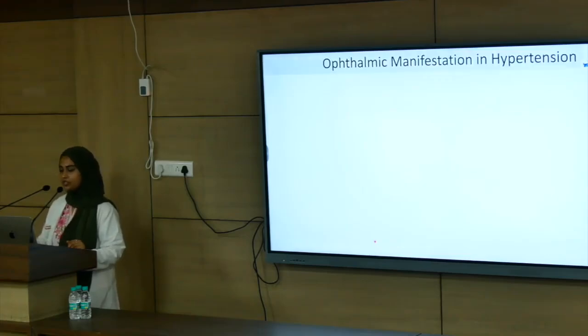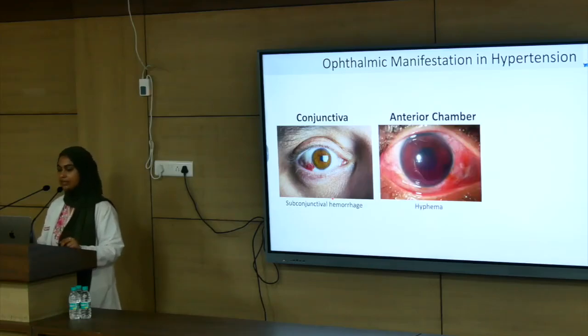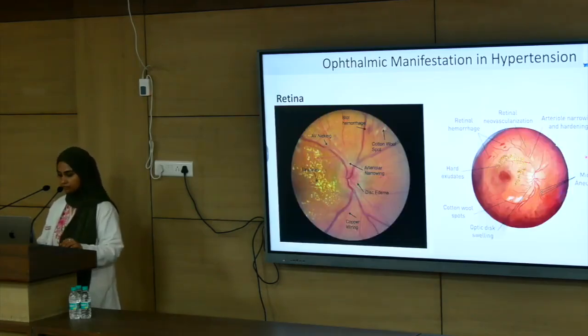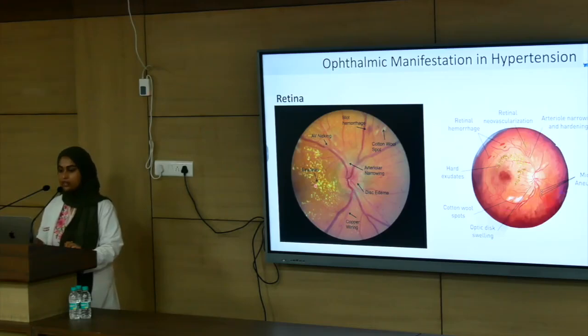So the ophthalmic manifestations that we could see in hypertension are as follows. First image, we can see subconjunctival hemorrhage. So hypertensive patients mostly very likely come with this complaint. Hyphema, that is collection of blood in the anterior chamber, and vitreous hemorrhage. Now on retina, the signs that are very commonly seen are arteriolar narrowing, copper wiring, arteriolar AV nicking, exudates, which are again hard exudates and soft exudates, dot and blot hemorrhages, and disc edema.